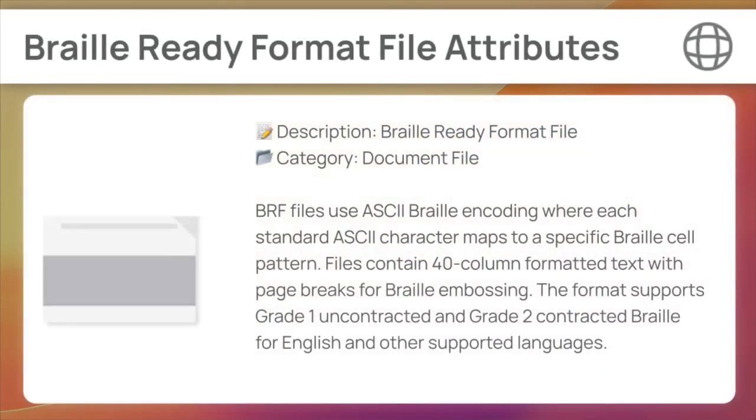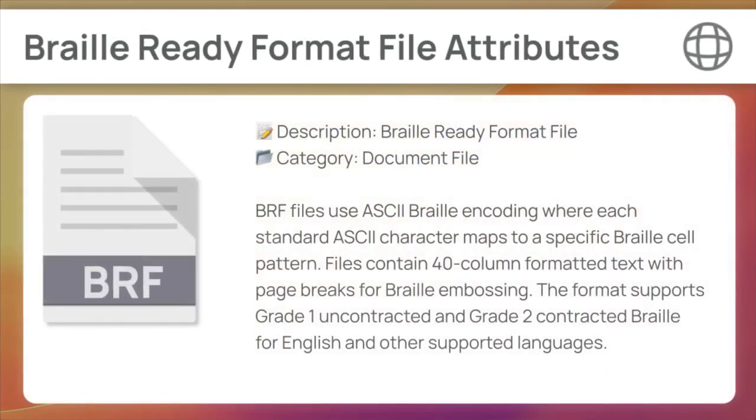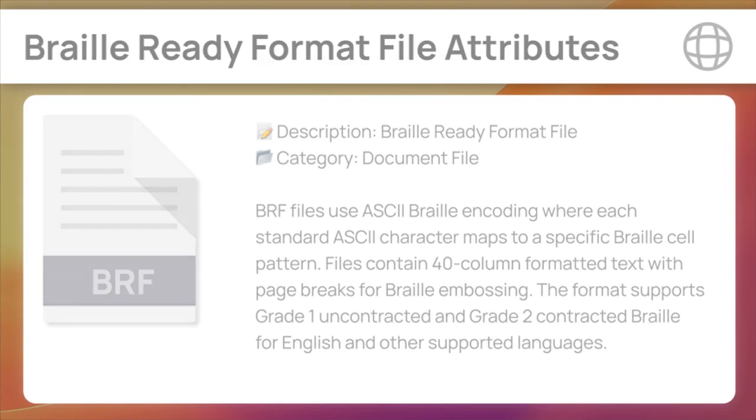BRF files use ASCII Braille encoding, where each standard ASCII character maps to a specific Braille cell pattern. Files contain 40-column formatted text with page breaks for Braille embossing. The format supports Grade 1 uncontracted and Grade 2 contracted Braille for English and other supported languages.